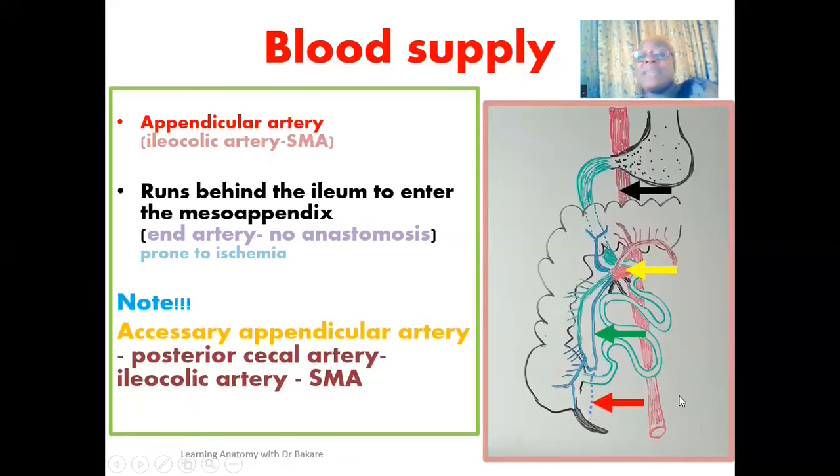Also note that there can be emergence of the accessory appendicular artery. Accessory means support. So accessory appendicular artery can emerge from the posterior cecal artery. The posterior cecal artery is a branch from the ileocecal artery, of course, which branches from the superior mesenteric artery. We know that the superior mesenteric artery gives branch to the ileocecal artery. The target of the ileocecal artery is to supply the cecum and also give off the appendicular artery to supply the appendix. The ileocecal artery branches to form the anterior and the posterior cecal artery to supply the cecum. So from the posterior cecal artery, we can have the emergence of an accessory appendicular artery that also supplies the appendix. So it's also good for us to establish this.